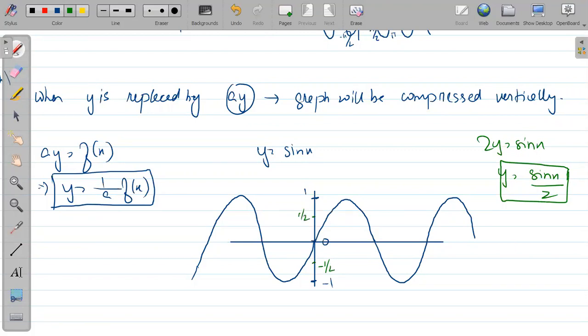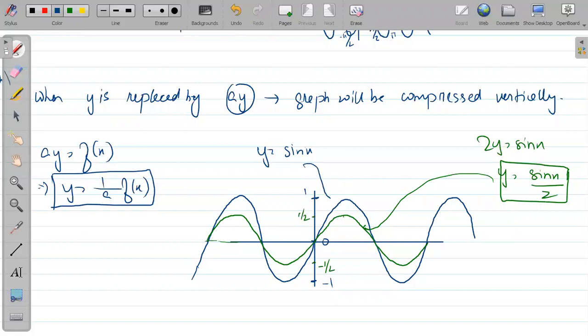It is compressed by half. So I will make the graph. The green color graph you will get. It's compressed in the y direction, not in the x direction. It's compressed. The amplitude has been reduced. This is the green color graph, if you observe it nicely.